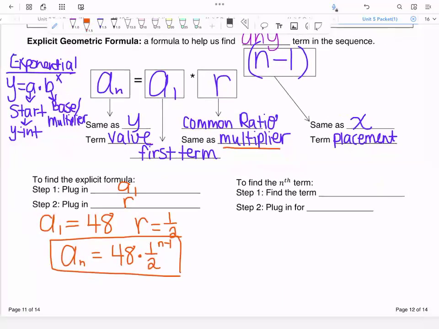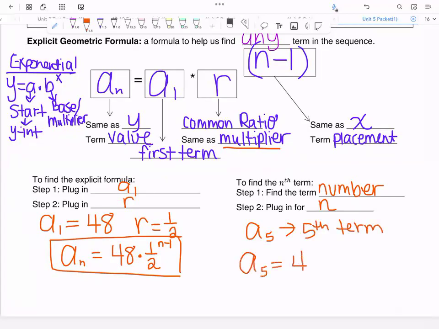So to find any term number, we want to figure out what term number we're looking for and plug it in for n. For example, if it said find a sub 5, that means find the 5th term. So we would take our equation and we would plug in a 5 for n. And you just want to make sure that you either put this in parentheses or go ahead and simplify. 5 minus 1 is just 4. Just make sure all of that exponent is actually in the exponent in your calculator. And when we put this in our calculator, we get 3. So our 5th bounce has a height of 3 feet.